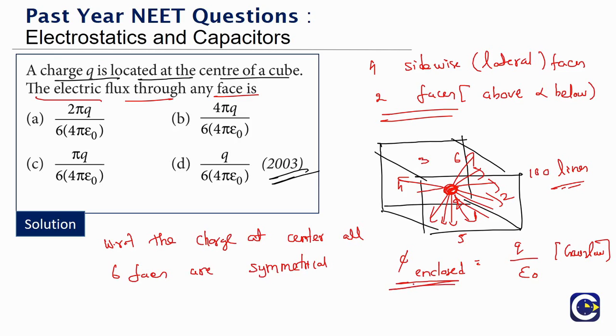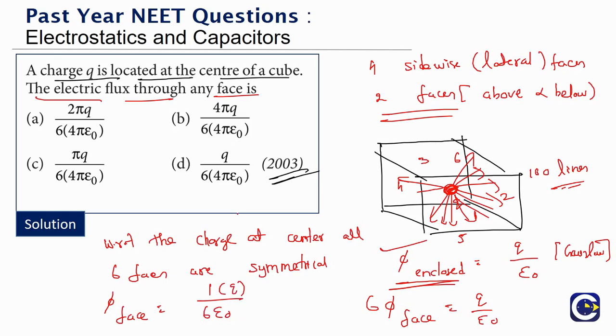Means what? The total flux through the cube will be equal to what? 6 times flux through each phase. Because all are identical, right? So 6 times, if you take flux through each phase as phi, then 6 times of this will be the total flux through enclosed surface. This is equal to Q by epsilon naught, which means flux through a single phase will be equal to what? 1 by 6 epsilon naught into Q. Basically the 6 will go to the denominator, that's it.